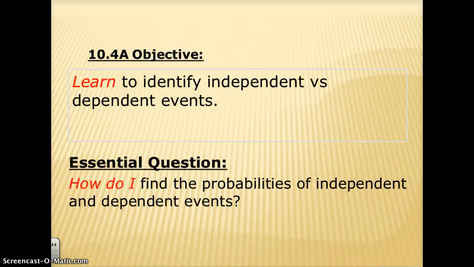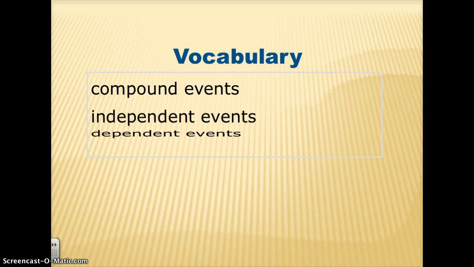Chapter 10, Section 4A. Learn to identify independent versus dependent events. Essential question: how do I find the probabilities of independent and dependent events? Some vocabulary terms: compound events, independent events, and dependent events.